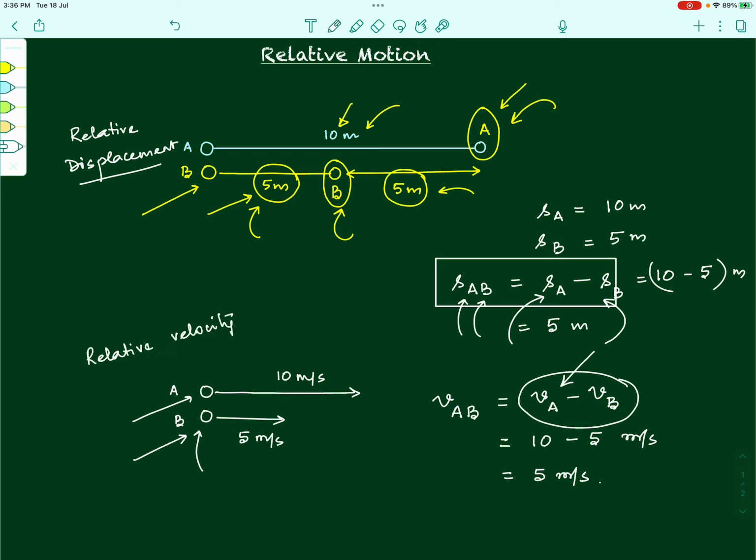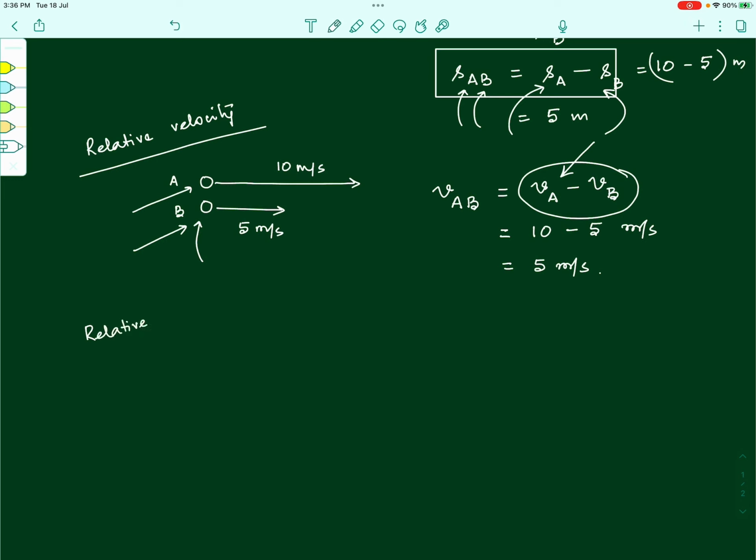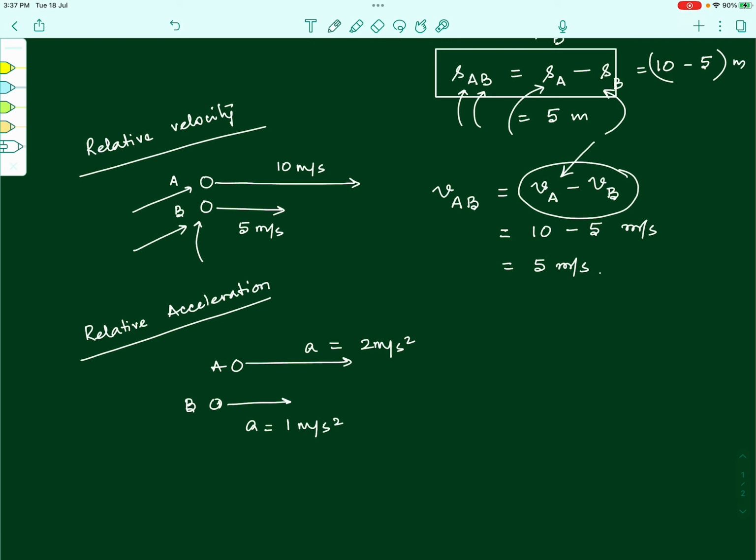Okay, and the same thing goes for relative acceleration as well. Relative acceleration, if we have to talk about, we say that if there is a body A which is moving with an acceleration of, let's say, 2 meters per second squared, and there's another body B which is moving in the same direction with an acceleration of 1 meter per second squared. In that case, the acceleration of body A as observed by body B or relative to body B, it will be acceleration of A minus acceleration of B. So it will be 2 minus 1 meter per second squared.